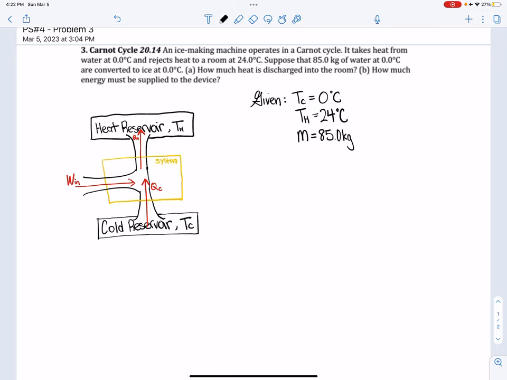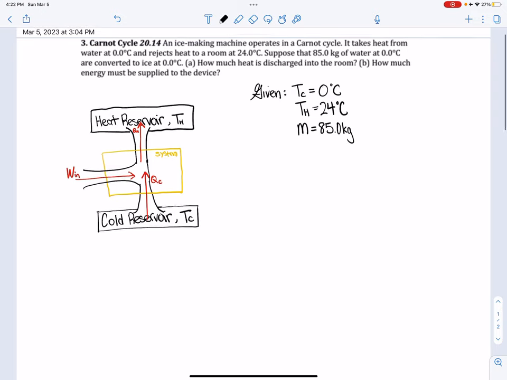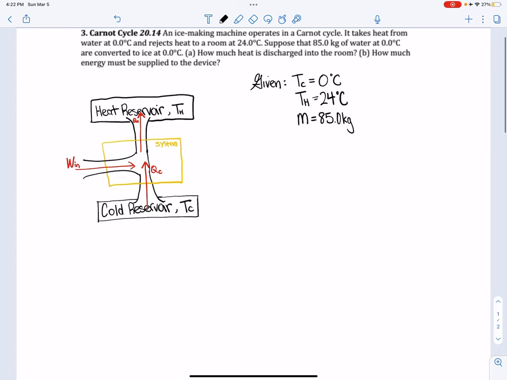So part A, how much heat is discharged into the room? So part A, I'm looking for QH, right? How much heat am I removing from my system and bringing into the room? Okay. How could I do that?